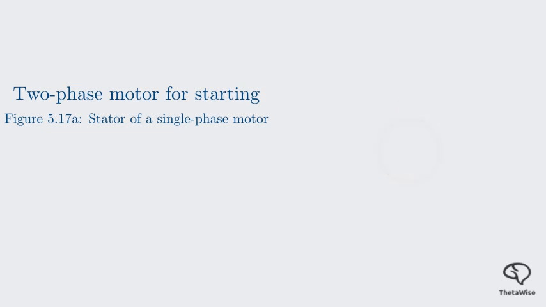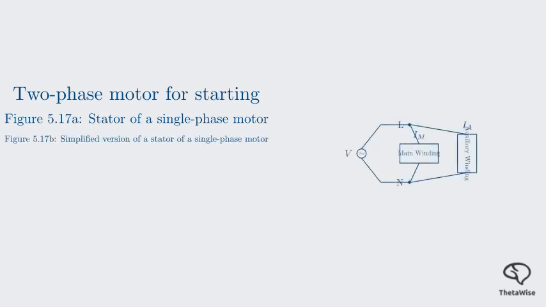A simplified circuit diagram in Figure 5.17b makes the electrical connections very clear. We have a single-phase supply V connected across terminals L and N. The total current, I, splits into 2 parallel paths. One path is the main winding, which carries current IM. The other path is the auxiliary winding, which carries current IA. Notice that the 2 windings are shown electrically perpendicular.